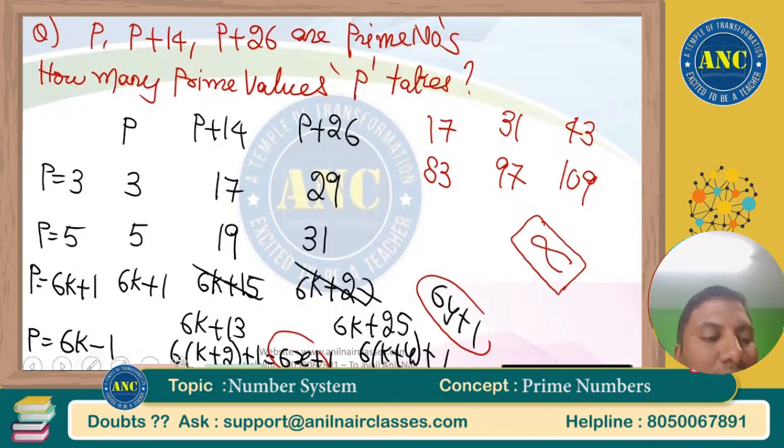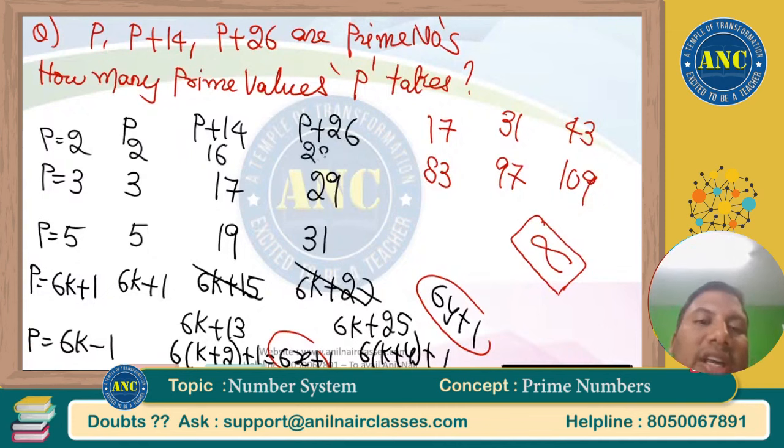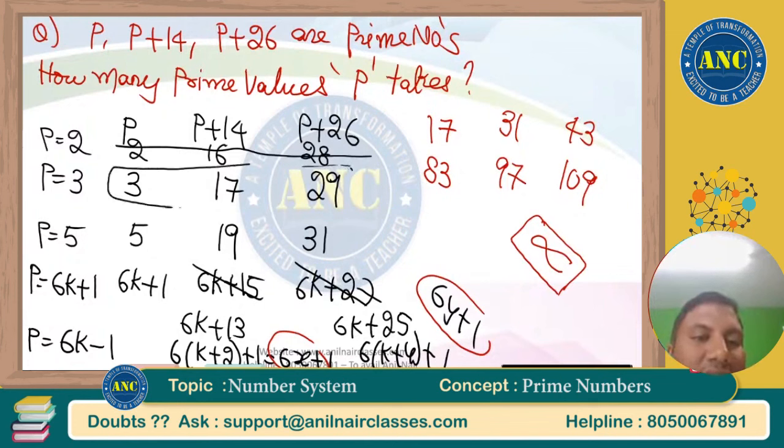p plus 14, p plus 26 are prime numbers. How many prime values? First substitute 2. 2 plus 14 is 16, 2 plus 26 is 28. Even plus even, there exists no prime number other than 2 which is even. So 2, 16, 28 is eliminated. So 3, 17, 29.